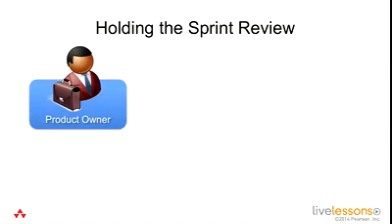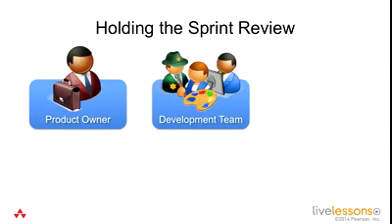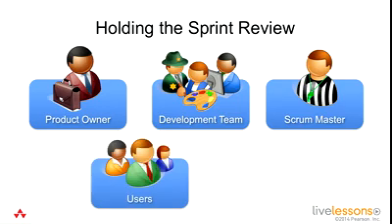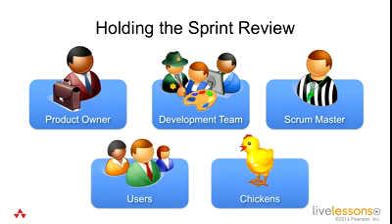Now that we're at the end of the sprint, we're ready to hold the sprint review. The sprint review is where we get the product owner, all the development team, and the Scrum Master there to facilitate. But we're also going to get all our users and any other chickens: stakeholders, functional managers, anybody else involved. This is the meeting for everybody to be there.